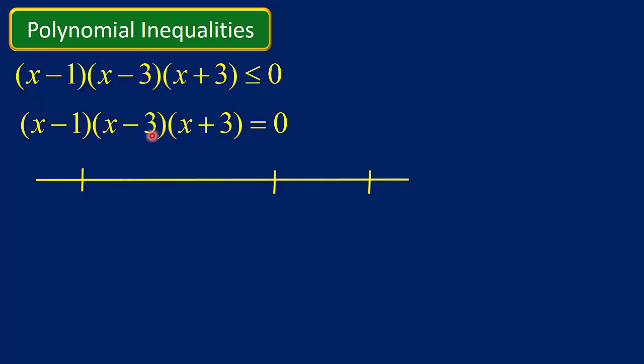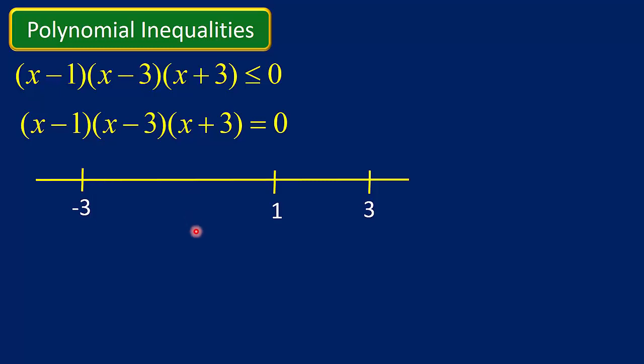And that's easy for us because this is already factored. We can see, well, 1, right? If x is equal to 1, that will give us a 0 here. 3, that's another one. And negative 3. So we're just solving an equation that we've done many times. If you're looking at a factored polynomial, it's very easy to find the zeros. Or in this case, these are actually the x-intercepts.